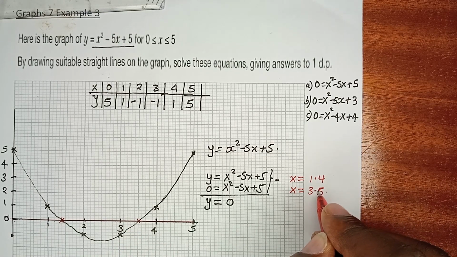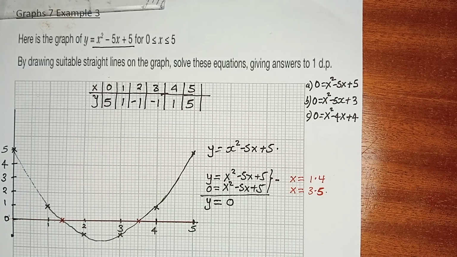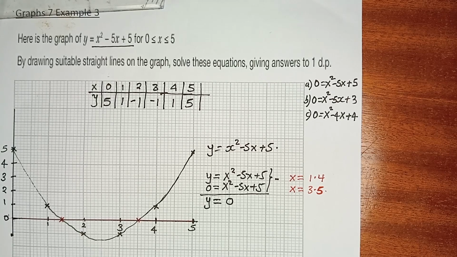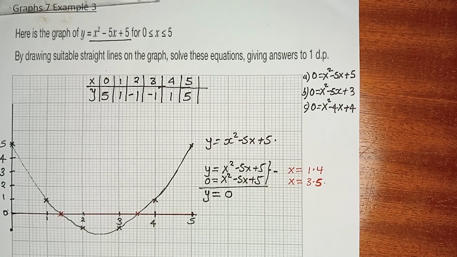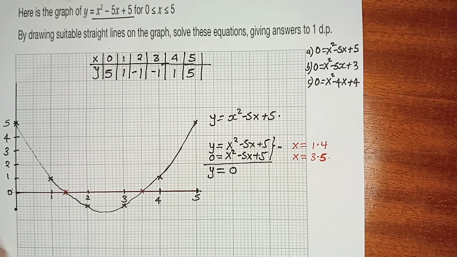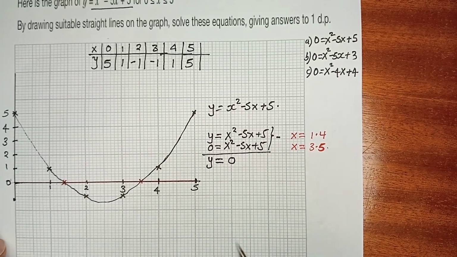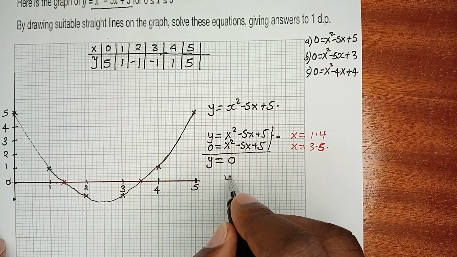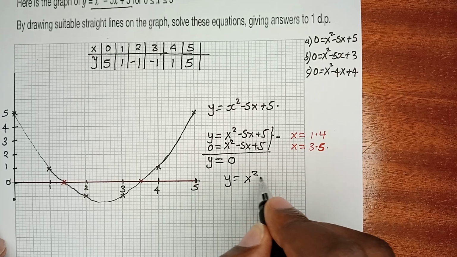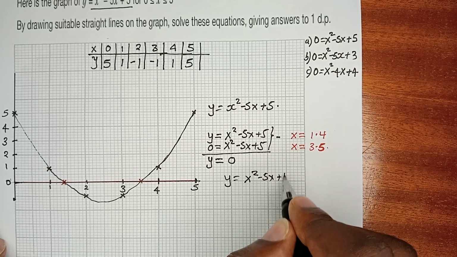3.5 or 0.6 thereabout. Those are the solutions of part A. Don't forget there is part B, and part B we are going to solve under here, just below part A. So let us have part B. Again, the same process continues. The equation given, y is equals to x squared minus 5x plus 5.